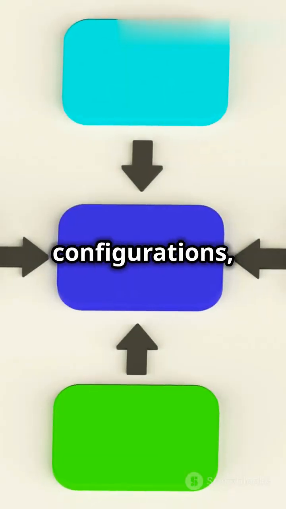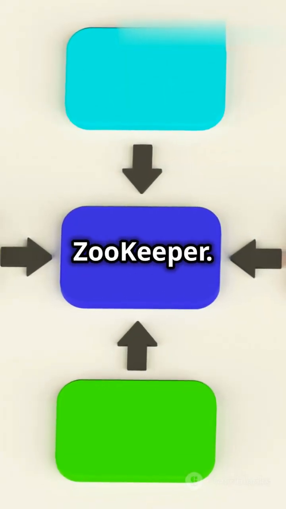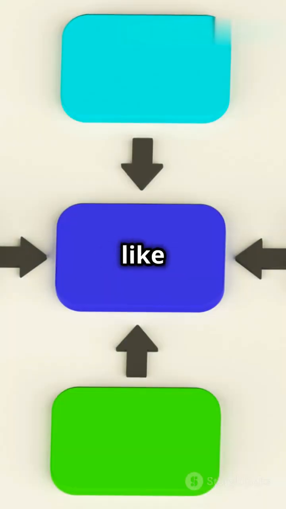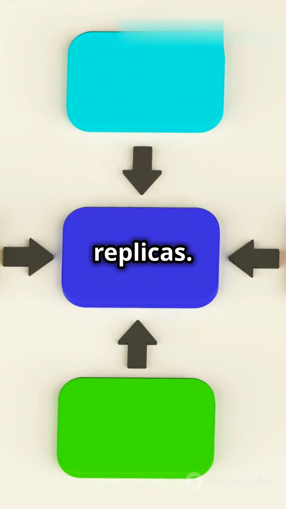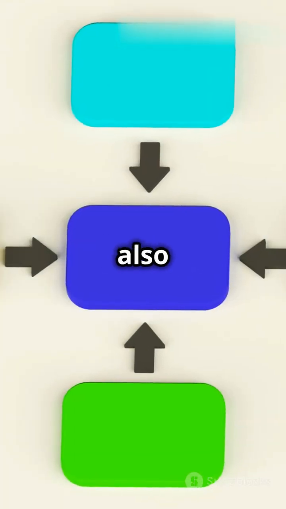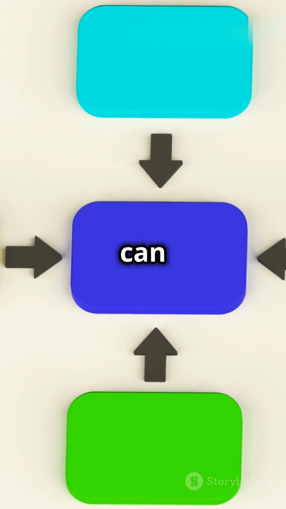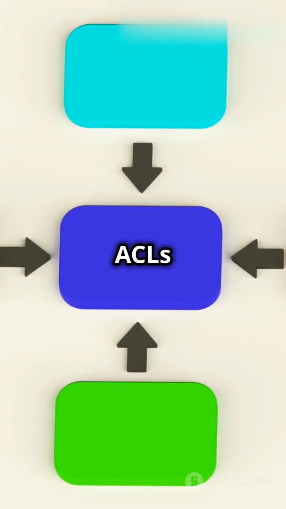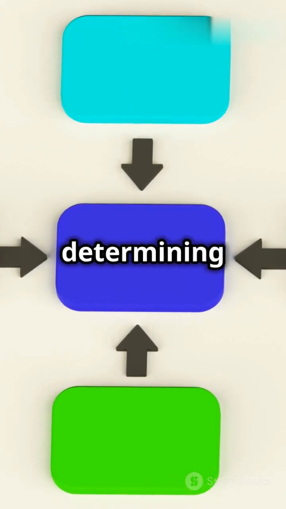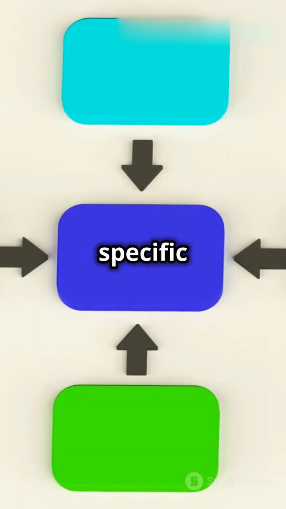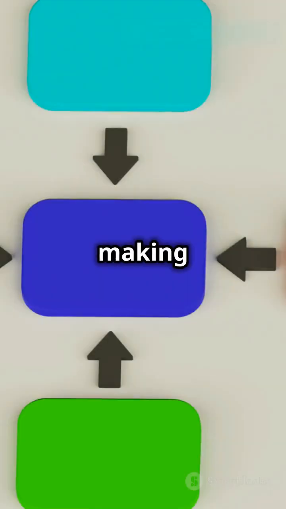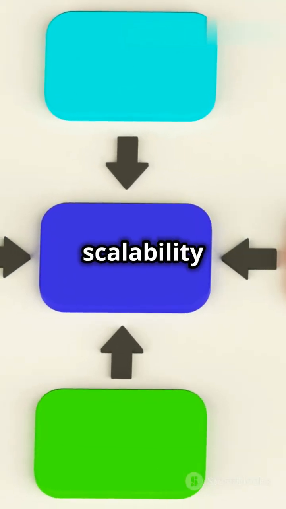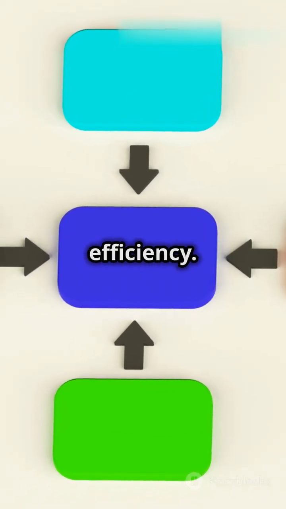Topic configurations, another critical aspect, are stored in ZooKeeper. This includes details like the number of partitions, replication factors, and the location of replicas. While this centralization is handy, it also means that any issues with ZooKeeper can directly impact Kafka's performance. Access control lists, ACLs, are also managed by ZooKeeper, determining who can read or write to specific topics. This adds another layer of dependency on ZooKeeper, making Kafka's performance and scalability tightly coupled with ZooKeeper's efficiency.